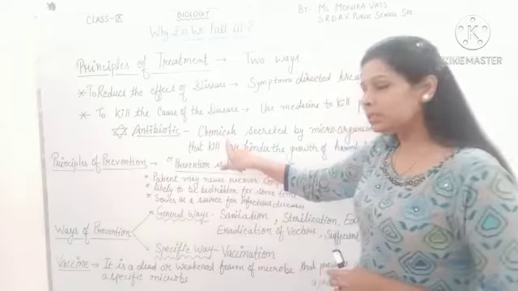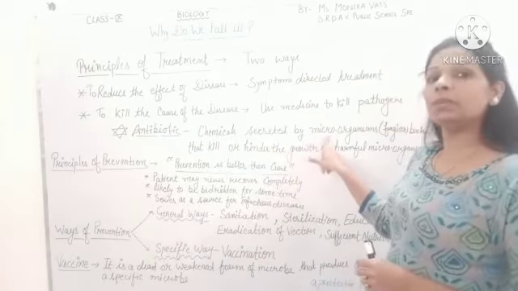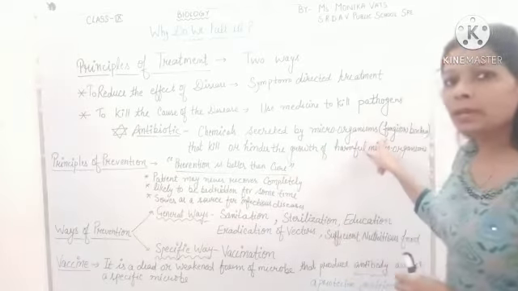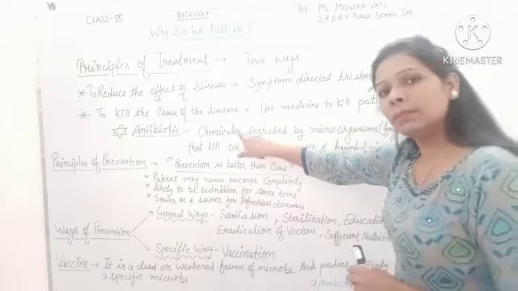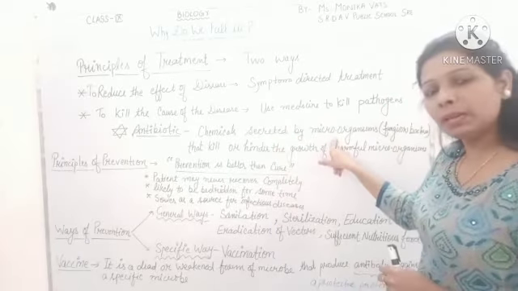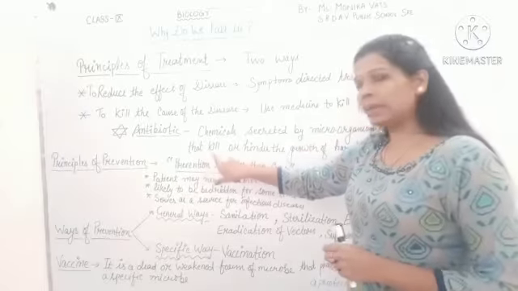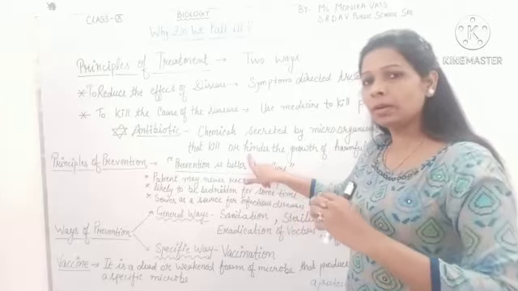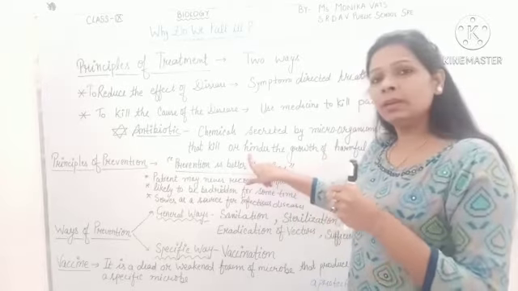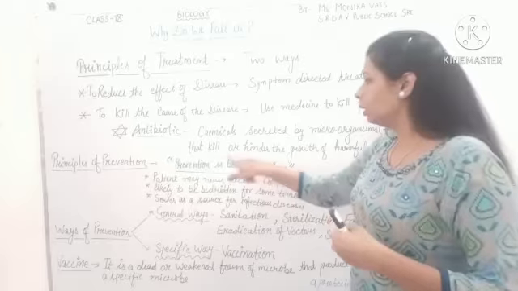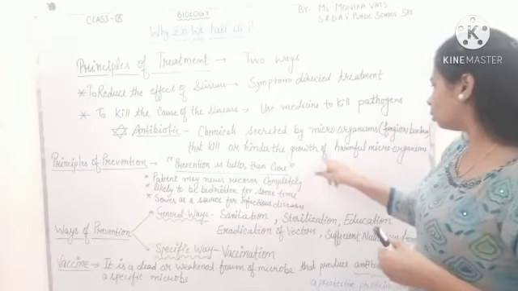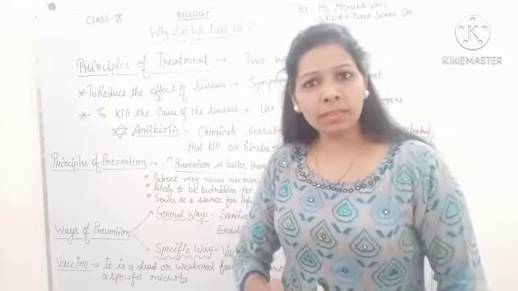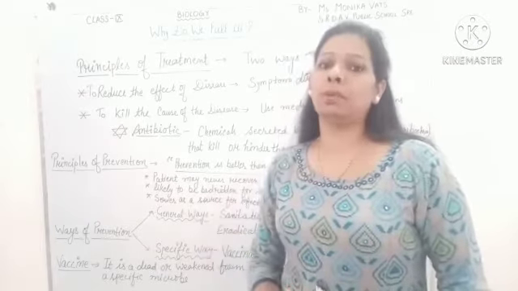These are the chemicals which are secreted by some useful microorganism, and these may be fungi or these may be bacteria. So these are the chemicals secreted by microorganisms that kill or hinder. Hinder means a kind of interruption, they reduce or they stop the growth, that kill or hinder the growth of the harmful microorganism. So we can say useful microorganisms are used against the harmful microorganism.